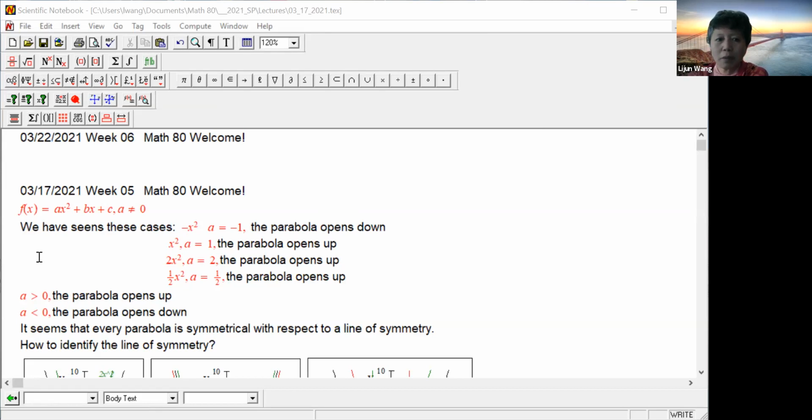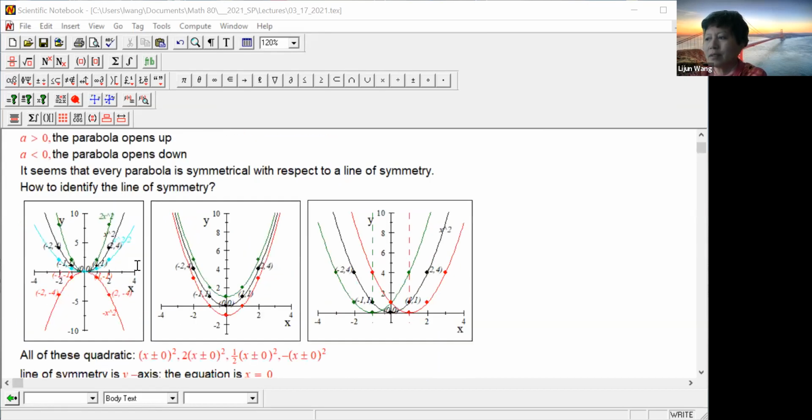Last week we talked about these functions, right? How did you do on the quiz? Are there any issues with the quiz?